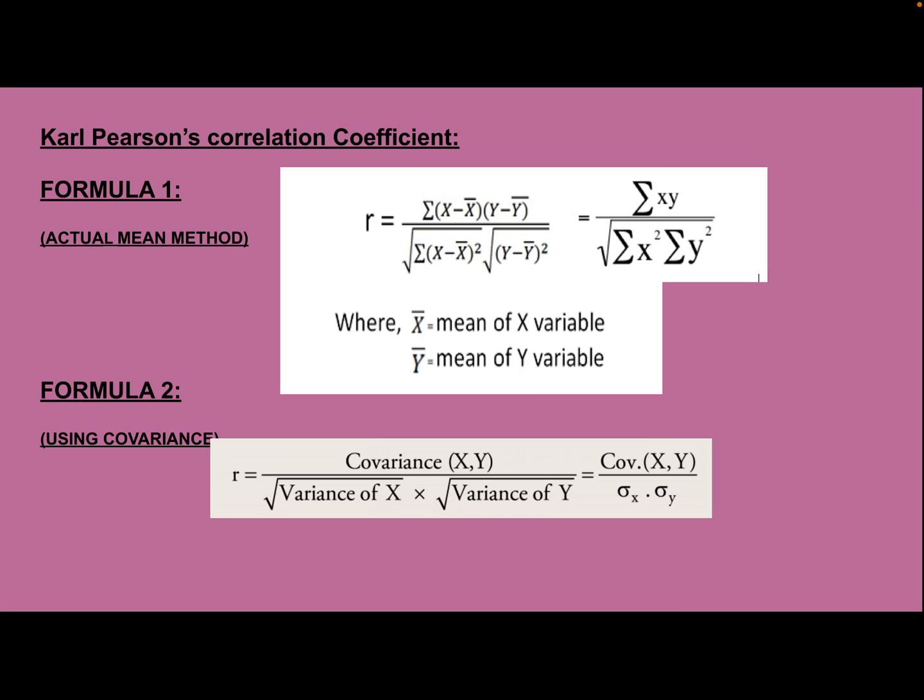From this formula itself, you get to derive a second formula for coefficient of correlation, which is using covariance. What is it? r is equal to covariance of xy upon under root of variance of x into under root of variance of y. You can also write it as covariance of x and y, the numerator is same, divided by under root of variance of x can be written as standard deviation of x, and under root of variance of y can be written as standard deviation of y.